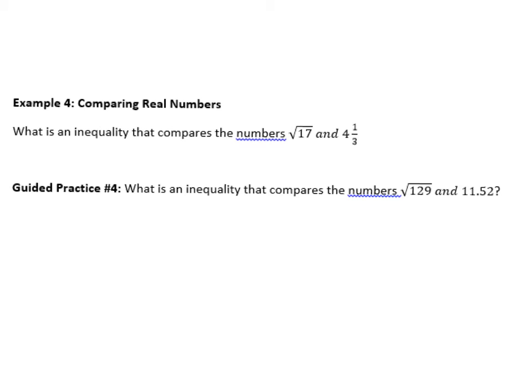All right, so to compare real numbers, the first thing you want to do is put them in the same form. So example 4, they want you to compare the square root of 17 and 4 1/3. Well, the square root of 17 is going to be approximately 4.123. And it does go on forever because it's irrational. 4 1/3 is going to be 4.3 repeating. Well, 4.3 is bigger than 4.123, so square root of 17 is less than 4 1/3.